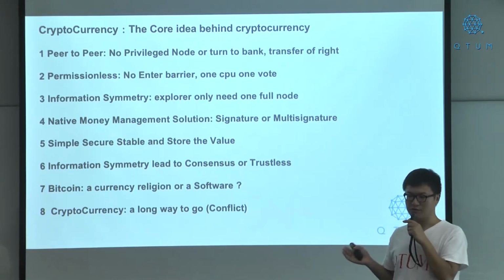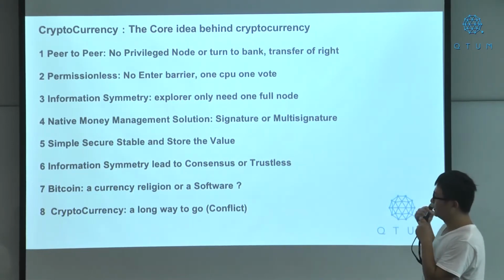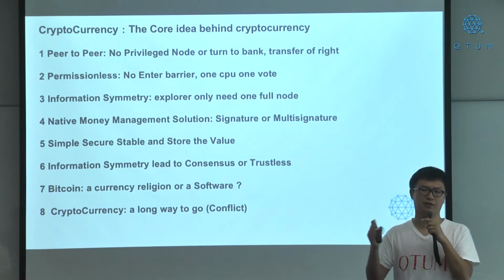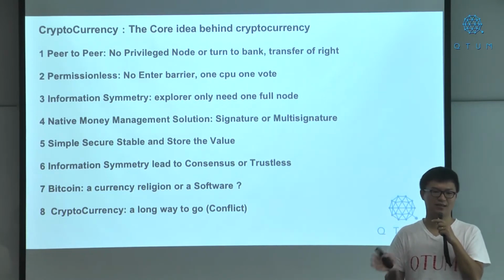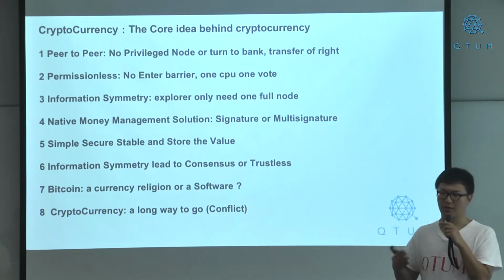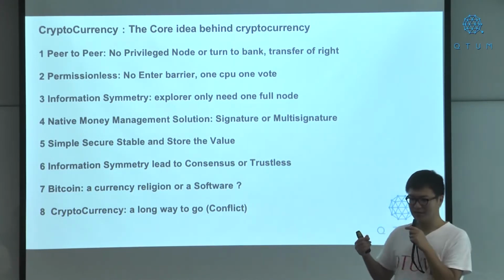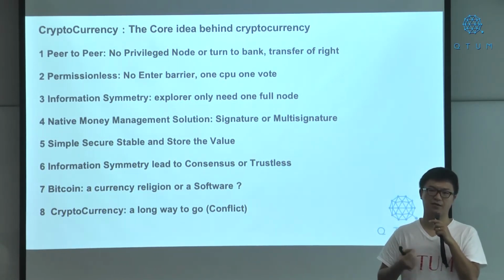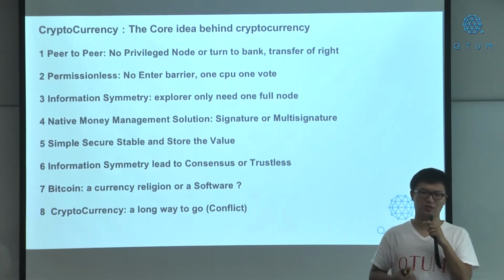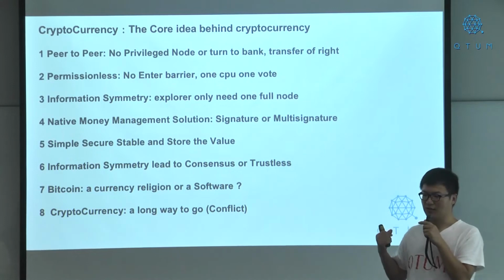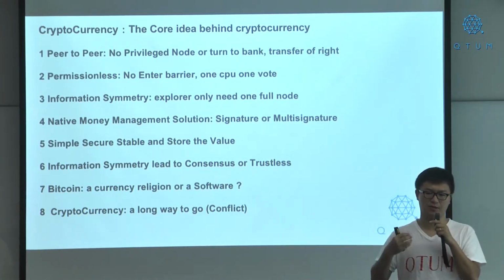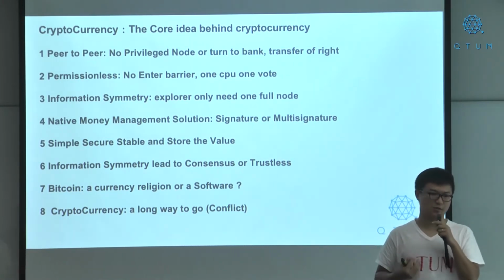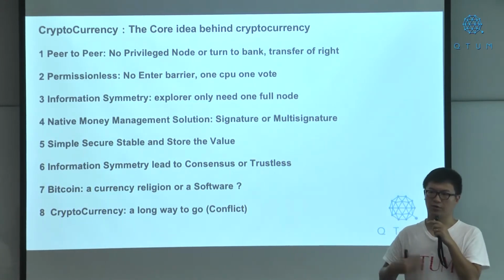And also, it's an information symmetry network. From one full node on the Bitcoin network, you can get the full information of the Bitcoin transactions in the last 9 years. You can get every transaction. You can verify every transaction. And also, Bitcoin is very smart. Bitcoin is very simple, but it's very smart because it has a native money management solution. You can use a signature to verify you have the coin, and you can use multi-signature to manage your money. They have a native way to manage Bitcoin through the script language, to manage all the transactions.